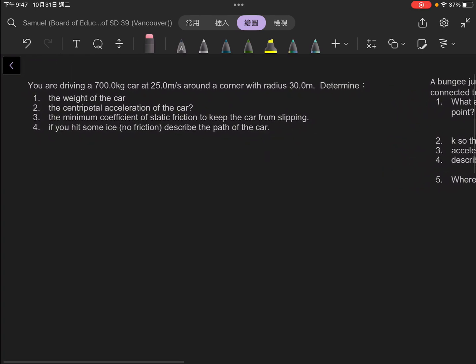So, first question. You're driving a 700 kg car at a speed of 25 meters per second around a corner with a radius of 30 meters. So, first of all, determine the weight of the car. Okay, this question, we can just use the formula of weight equals mass times gravity, and just plug in the numbers, 700 times 9.81. So that will give us 6,867 newtons.